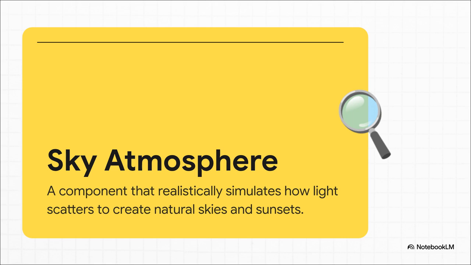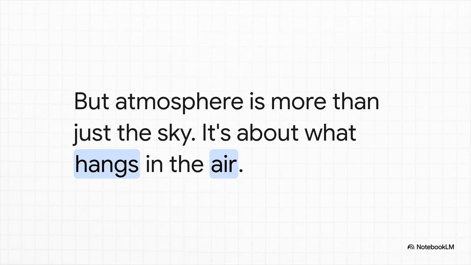Then, to make it all feel real, a sky atmosphere component gets wrapped around the entire world. It's what simulates how that sunlight scatters. It's the reason you can have a clear, hopeful blue sky or a really dramatic, fiery sunset. It's all about that light. But a convincing atmosphere isn't just about the sky. It's about what's hanging in the air itself. And for that, you need another layer of detail.